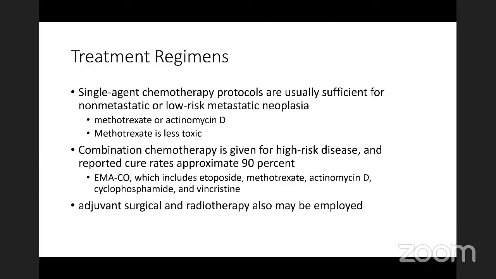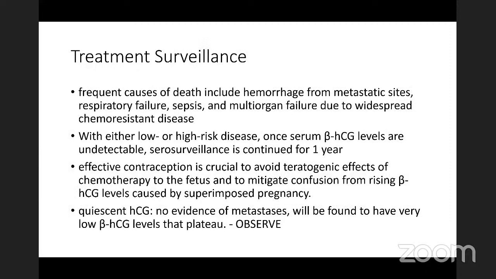Surveillance is important because death frequently is caused by hemorrhage from metastatic sites, respiratory failure, sepsis, and multi-organ failure due to widespread chemo-resistant disease. So if it's low or high risk, once your serum beta-HCG levels are undetectable, surveillance is continued for at least a year. Of course, avoid pregnancy. Aside from confusing it with your beta-HCG levels, there are teratogenic effects of your chemotherapy to the fetus.